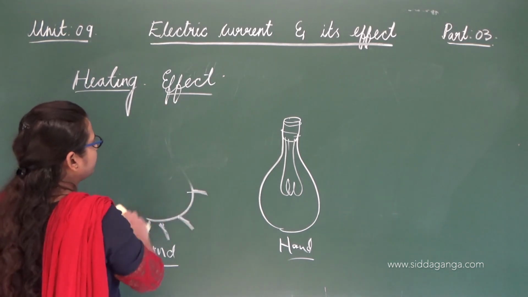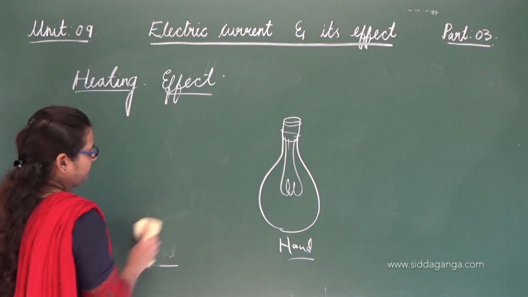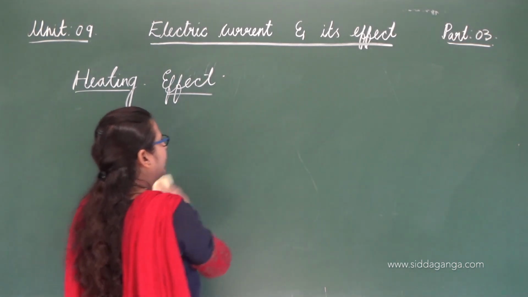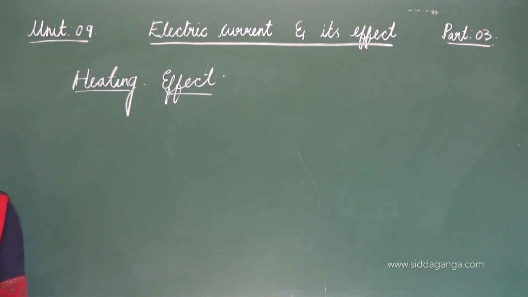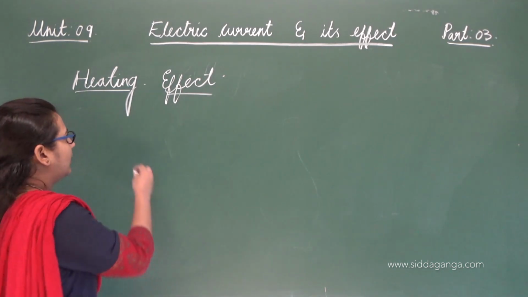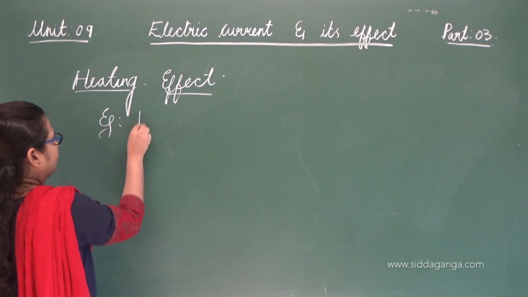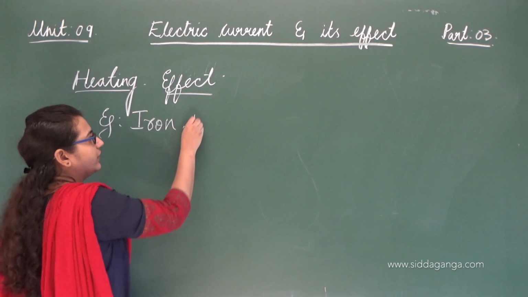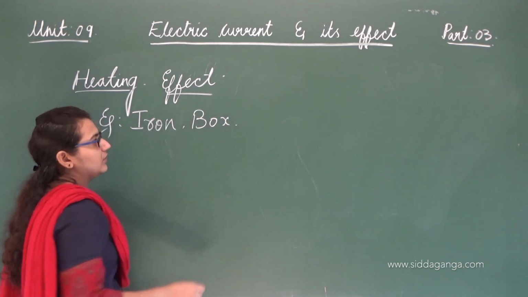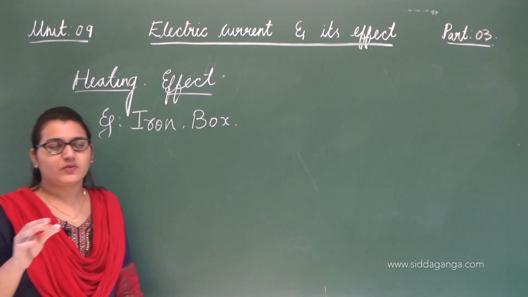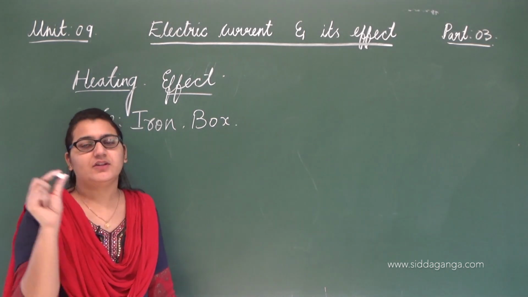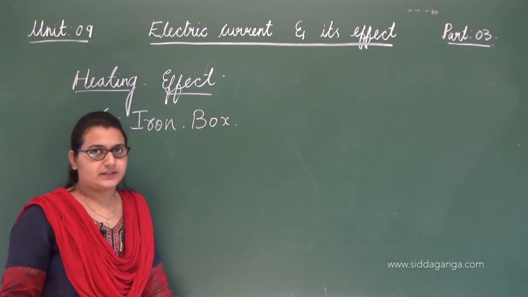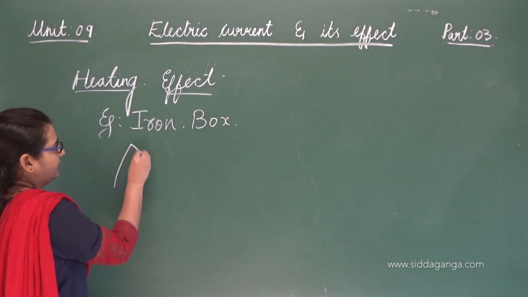Now where do we use this heating effect? In most of our electric appliances in our day-to-day life, we come across this heating effect. For example, the iron box. Normally it won't be hot, but when you plug it in and switch it on, after a while the iron box starts to get heated.